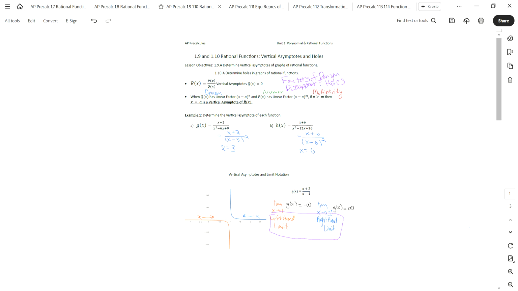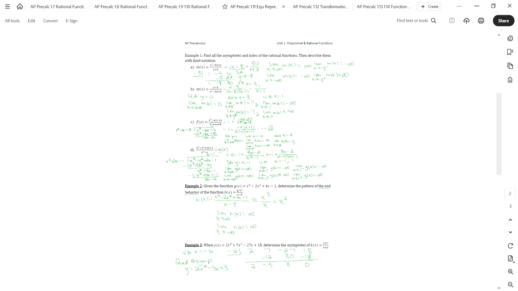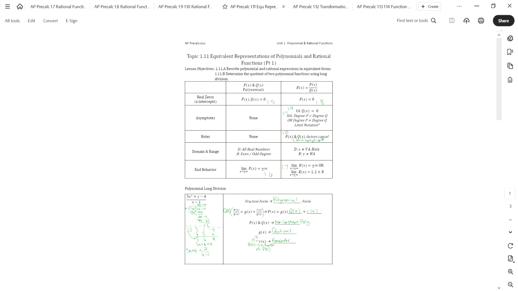Like for here, x plus 2 over x minus 3 squared, if that was a function they gave you, and say you had a composite function and you plugged in 3, you would have no value, okay? You wouldn't be able to compute that. So 11. 11 was a summary of everything we had already talked about with polynomials and rationals.